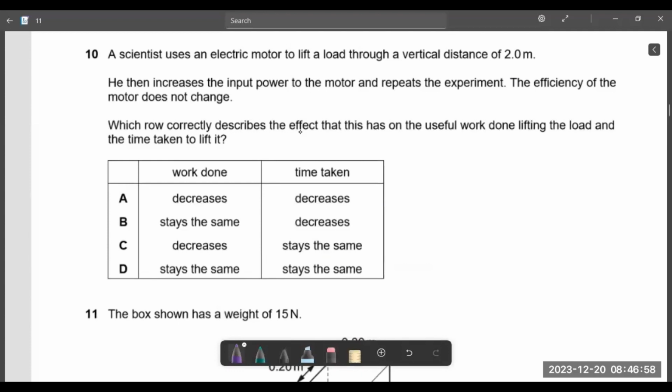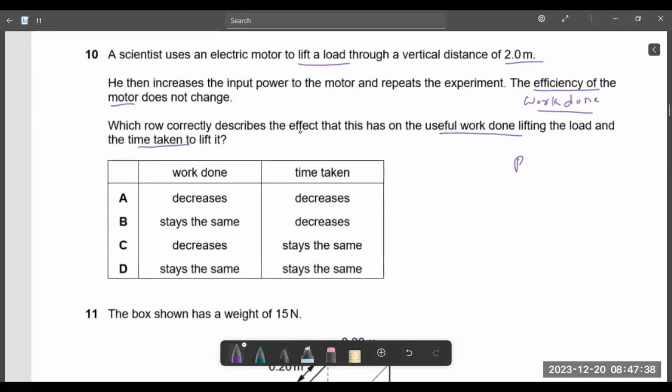A scientist uses a motor to lift a load through a vertical distance of 2 meters. He then increases the input power to the motor and repeats the experiment. The efficiency of the motor doesn't change. So here the important point is that efficiency is not changing. Which row correctly describes the effect on the useful work done, lifting the load, and the time taken to lift? As the efficiency does not change, the work done remains the same.